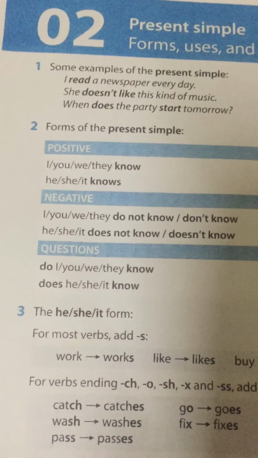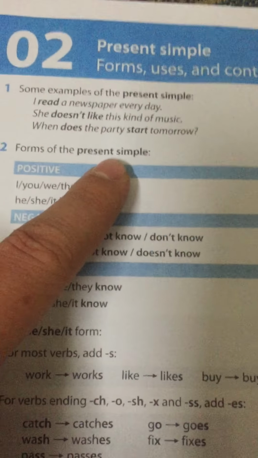We also use the present simple tense when we talk about facts. So, for example, the sun rises in the east. That's a fact. Now, let's take a closer look at the present simple tense. So, let's have a look at forms of the present simple.